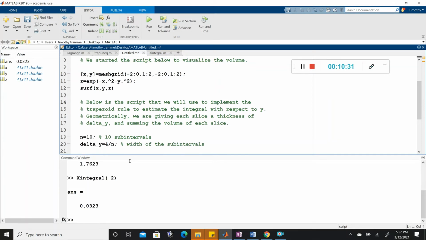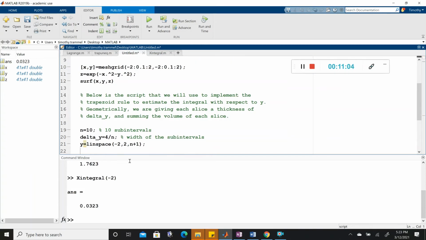And then next, we're going to set up a linspace vector that contains our equally spaced points. So y equals linspace. We want to go -2 to 2. Now, if you have n subintervals, that means that you have n, or sorry, n plus 1 points. So if we have 10 subintervals, we're going to have 11 points that we're working with. So I'm just going to write in here n plus 1, but typing in 11 would have been sufficient as well.